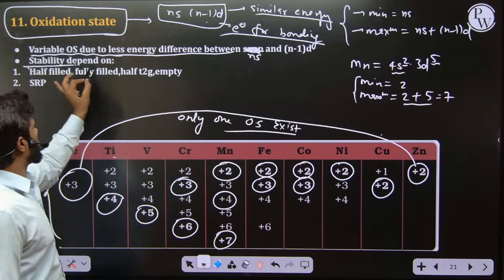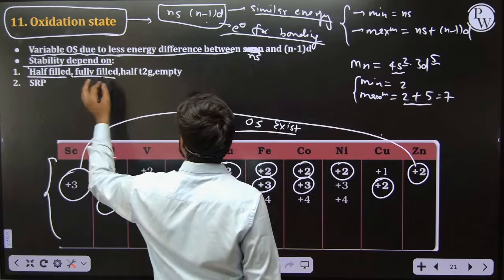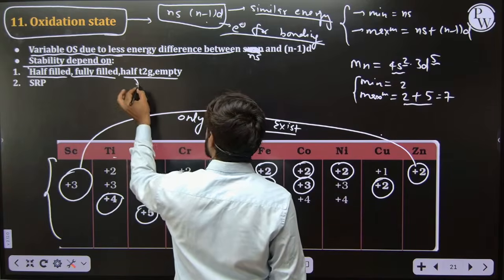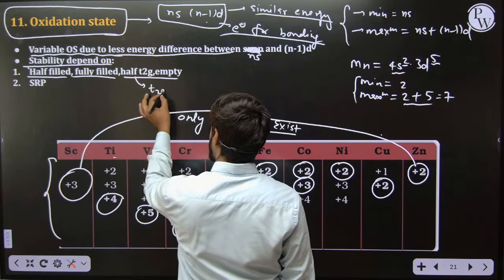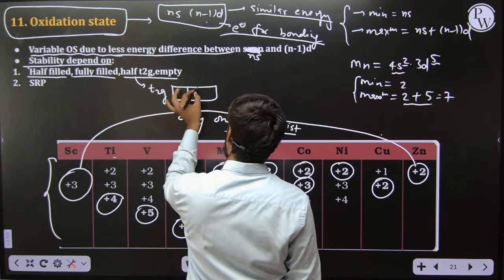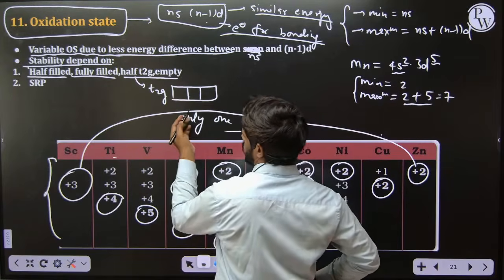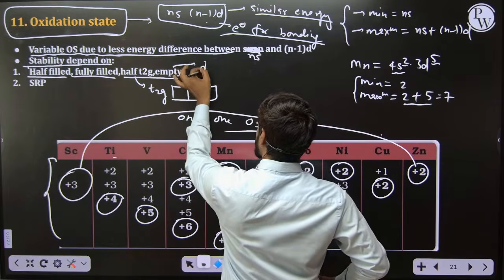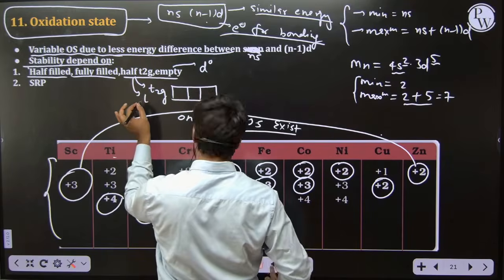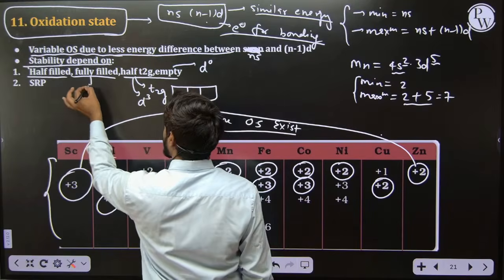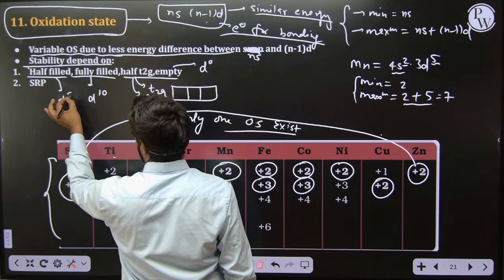So stability depends on what? First, it is half filled or fully filled. T2g, so what is T2g? T2g orbitals are three orbitals; we will talk later also. If the T2g orbitals are half filled, then also it is more stable. Empty is d0. Half-filled T2g means d3 configuration is more stable. Fully filled is d10. Half filled is d5.